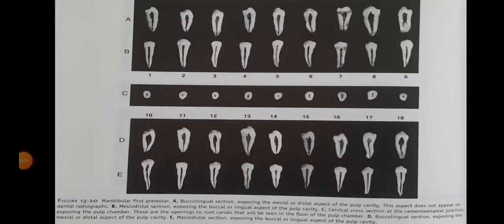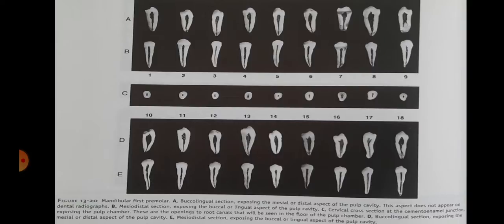Discussion on the mandibular first premolar. The mandibular premolar buccolingual section. You can see this in figure 13.20 A and D. The mandibular first premolar looks like a small mandibular canine with an extra small cusp.